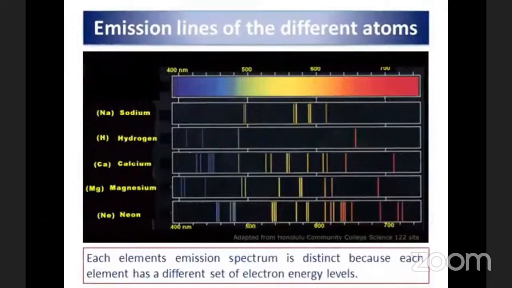These are the emission lines of different atoms, specifically sodium, hydrogen, calcium, magnesium, and neon. Each element's emission spectrum is distinct because each element has a different set of electron energy levels. That's why each element shows a different emission spectrum.